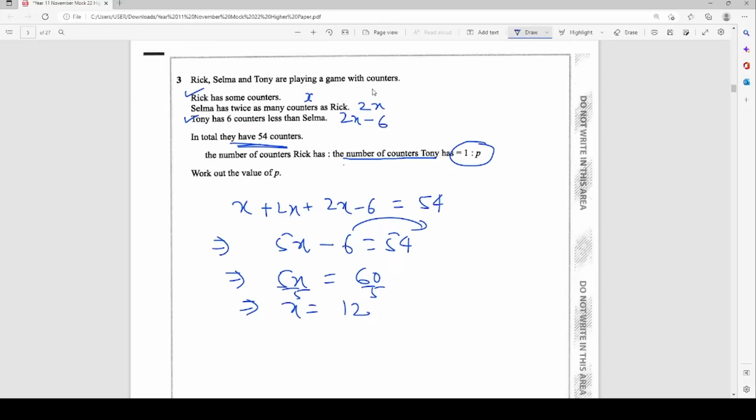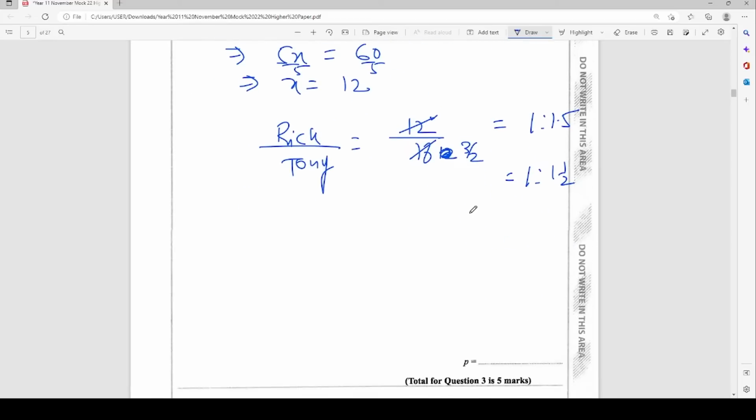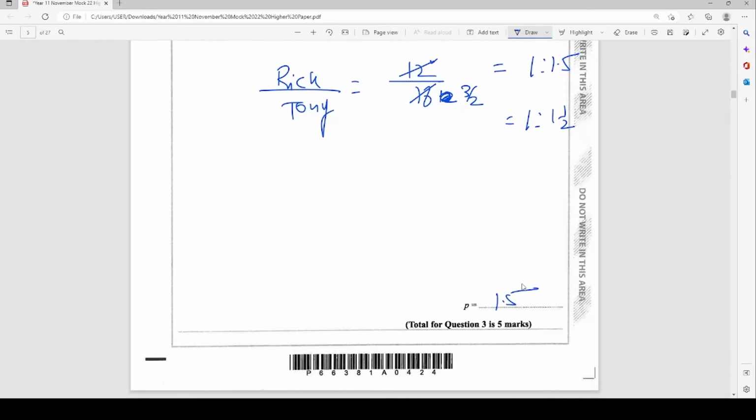Now, if I have 12, it means that Rick has got 12 counters. It means Tony has got 12 times 2 minus 6, that's 24 minus 6, that's 18. If we take the ratio of Rick over Tony, that would be 12 over 18, and we need to write it in the form 1:p. So I have to divide both the numerator and denominator by 12 so that I can get 1. 12 divided by 12 is 1. 18 divided by 12 would be 3/2. So I can write 1:1.5, or I can write 1:1 1/2. So that's my answer. P is basically 1.5 or 3/2, or if you want to write it in mixed fractions, 1 1/2.